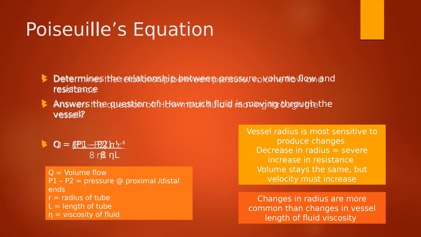So Poiseuille's equation is going to help us determine the relationship between pressure, volume flow or flow volume, and resistance. So these three big topics that we've been talking about. It's going to answer the question of how much fluid is moving through the vessel at a particular area. So we're using vessel radius. Like we said, vessel diameter is going to be most sensitive to producing the amount of resistance. A decrease in that radius is going to have a very severe increase in resistance. And when we have a higher increase in resistance, our volume is going to decrease. So because of that, we have to have our velocity increase.